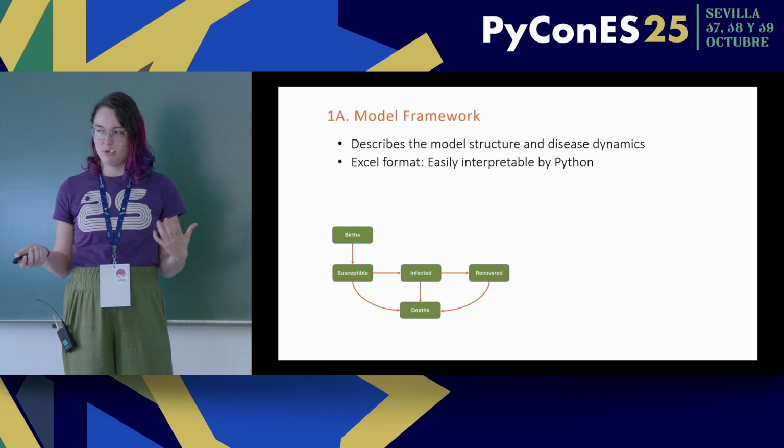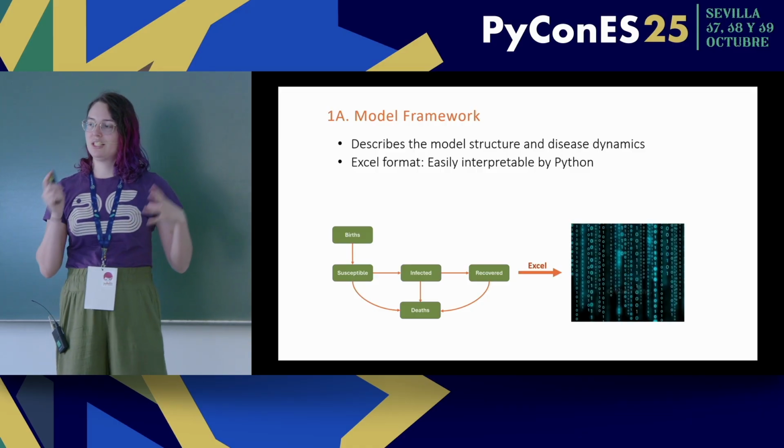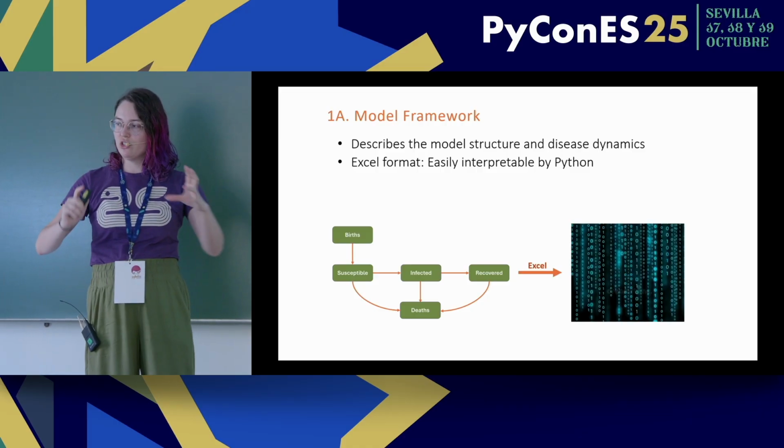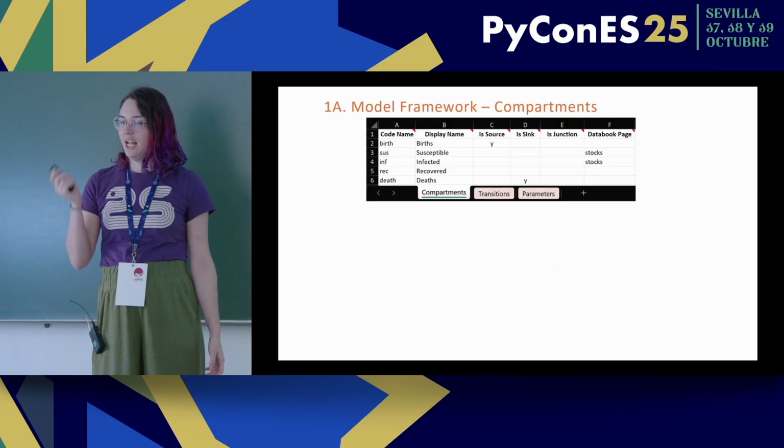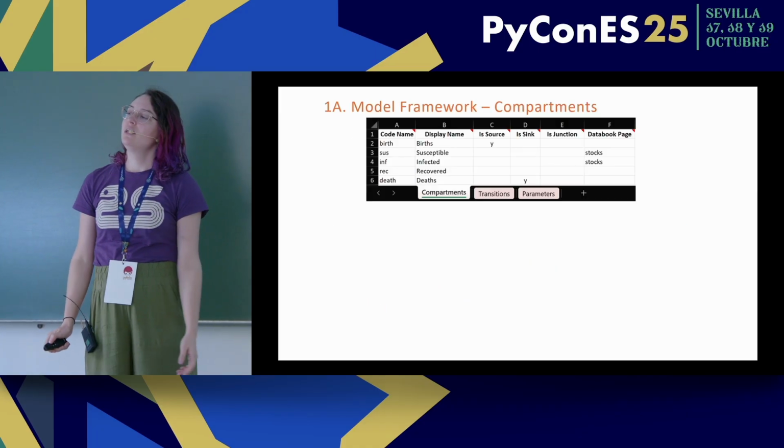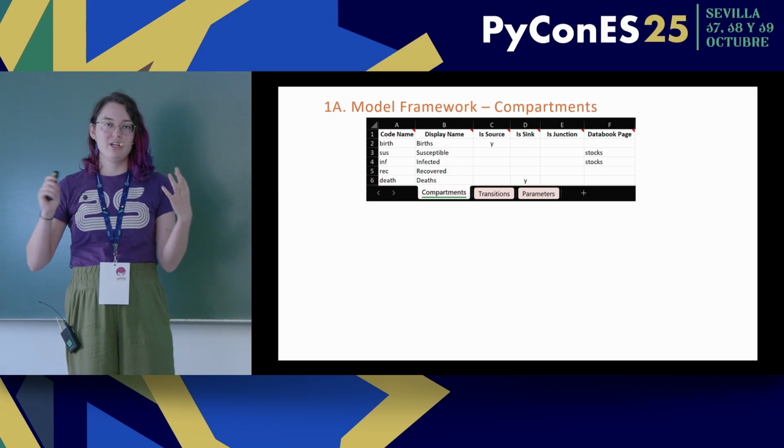Firstly, we're going to make the model framework. As I just explained, it's just the framework structure translated into Excel so that it's interpretable by Python. And this is what it looks like. So we've got an Excel spreadsheet with 3 pages.